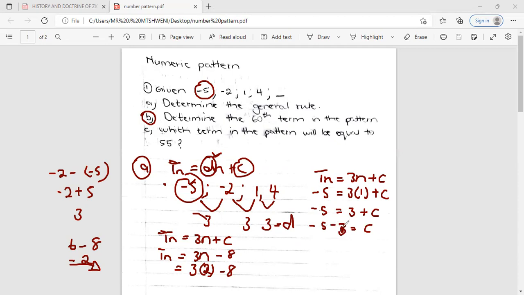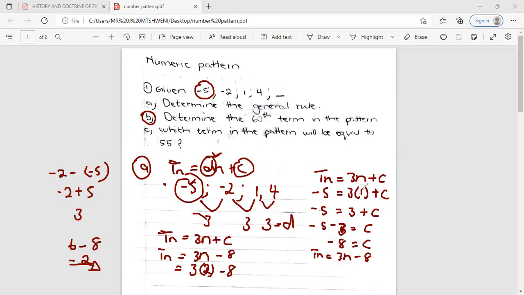Negative 5 minus 3 gets negative what? 8, equals to C. Then now you have your C, which means now you can replace everything properly. Equals to 3n minus 8. Now you have your equation. I hope you can understand.